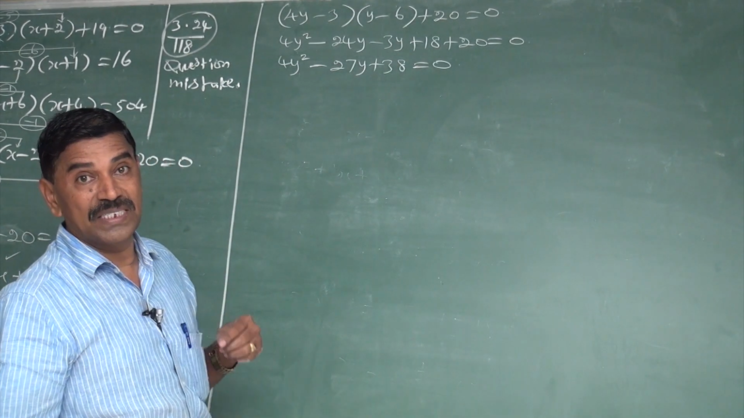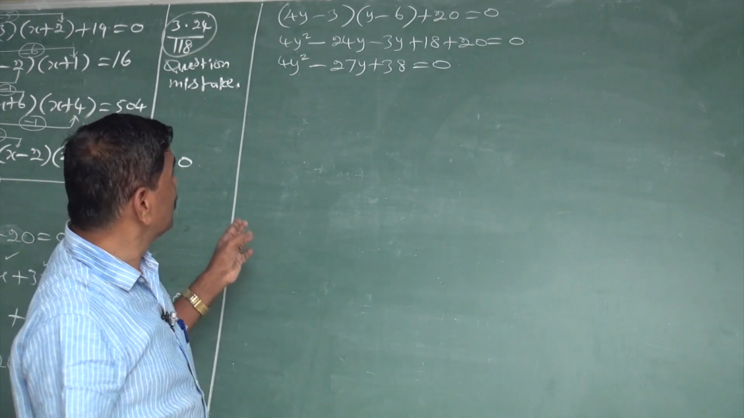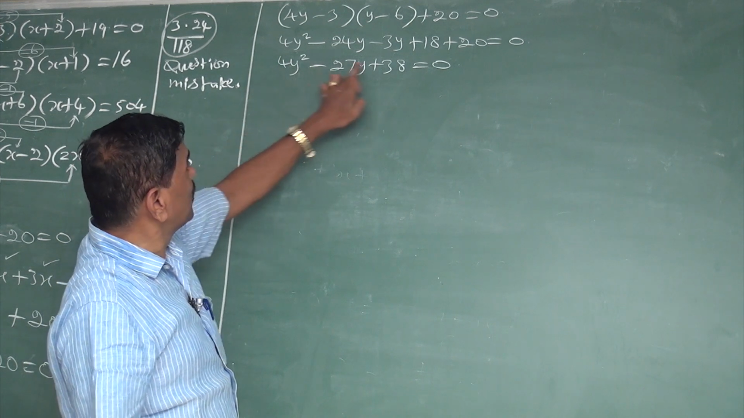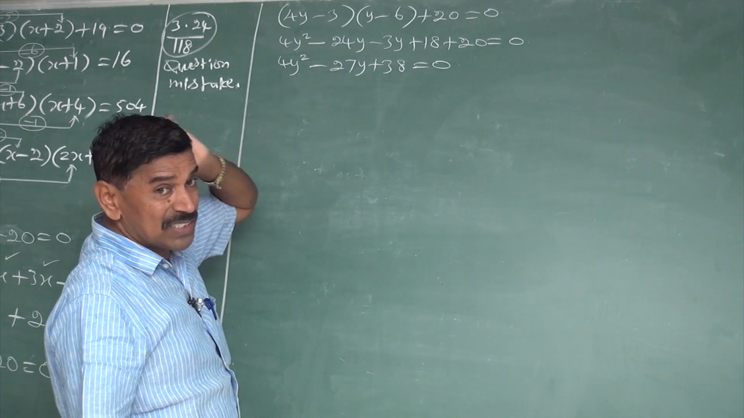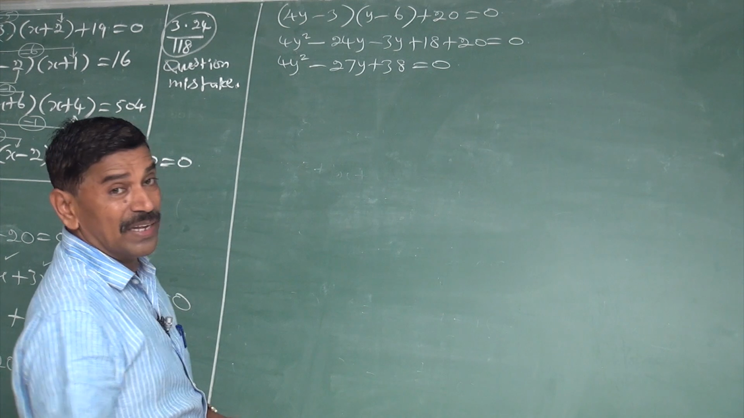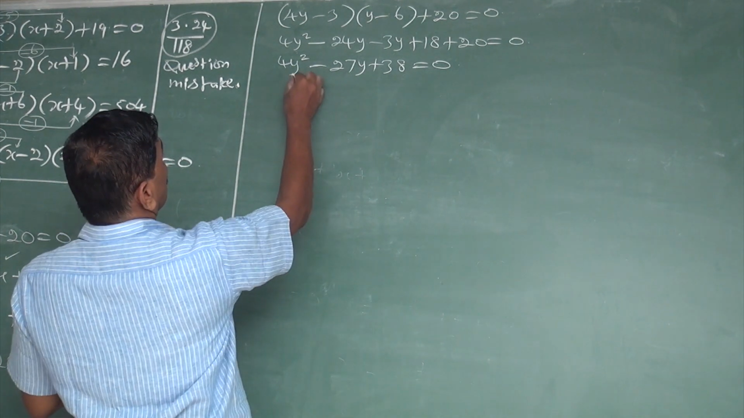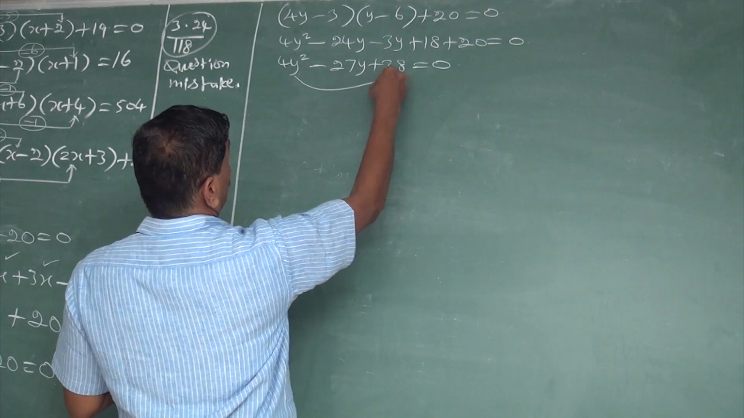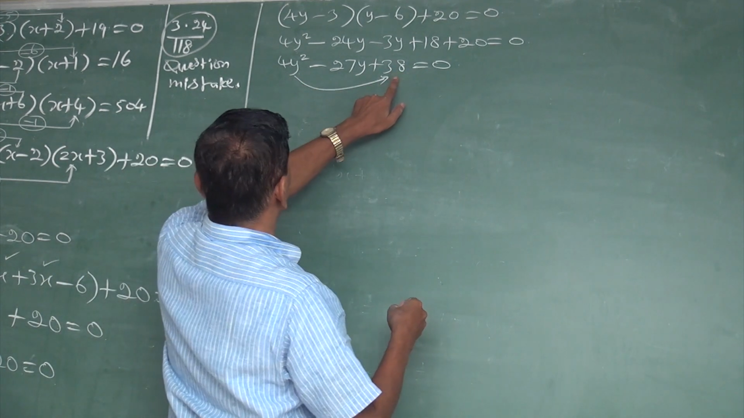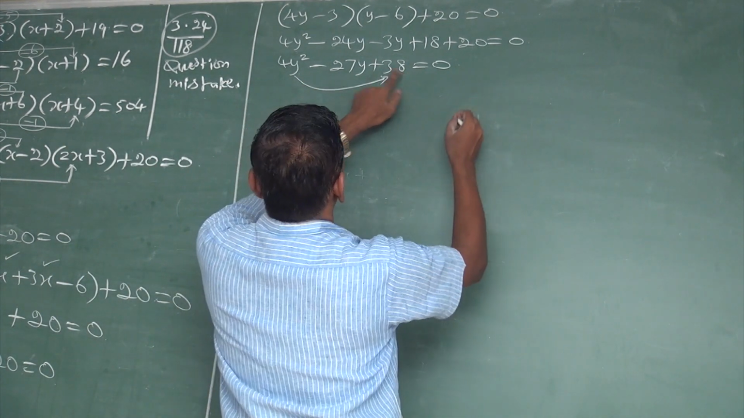Any further simplification? Good. No, because 4 and 38 are even numbers, but 27 is an odd number, so there is no common factor. Okay, any other idea? Okay, I want to factorize. Good. Here y square coefficient into the constant. Okay, take the rough work. That means 38 into 4.